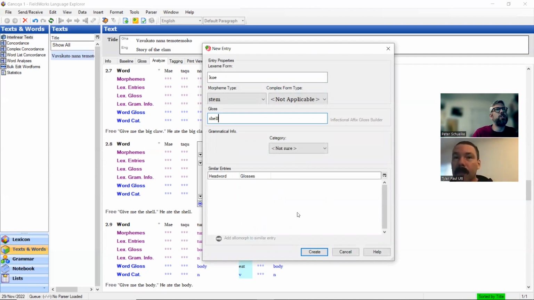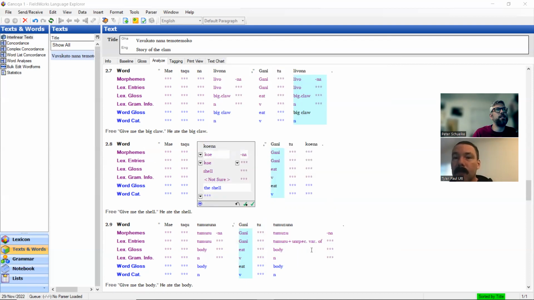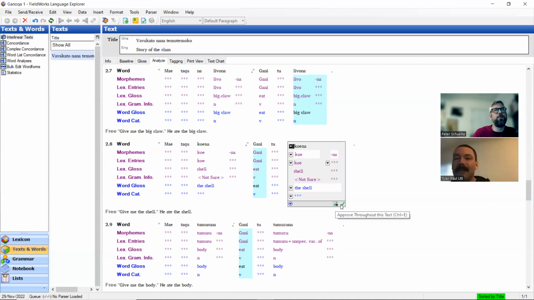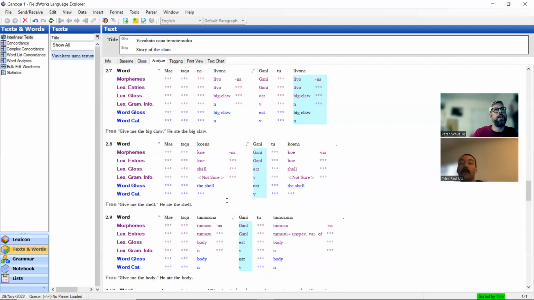We're going to call this one shell. And what I want the viewer to see is that as soon as I move on from this word, it automatically suggests it in the next one. It's real quick. If I click on it, I can approve all throughout. I'm just going to approve this one for now. And now we have 2. So this is where Flex starts really helping you out, as it starts suggesting things.